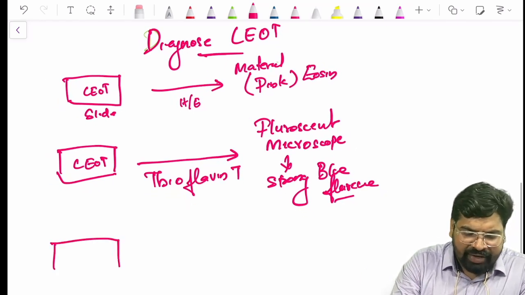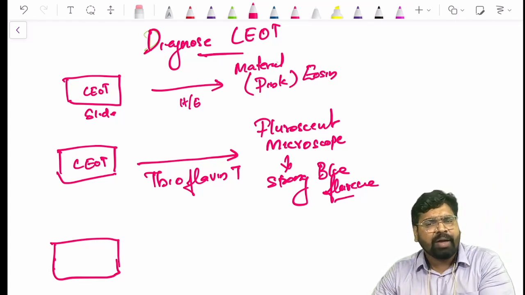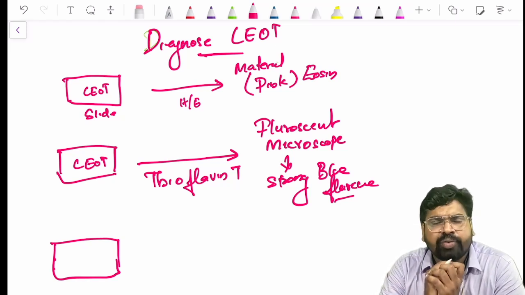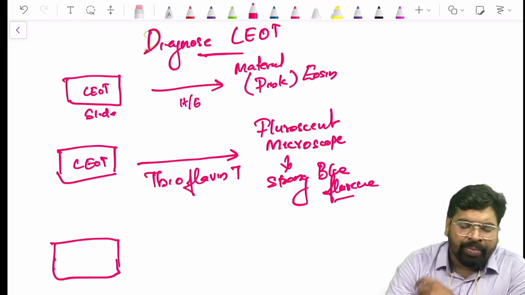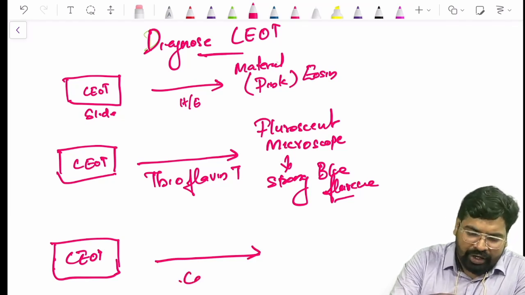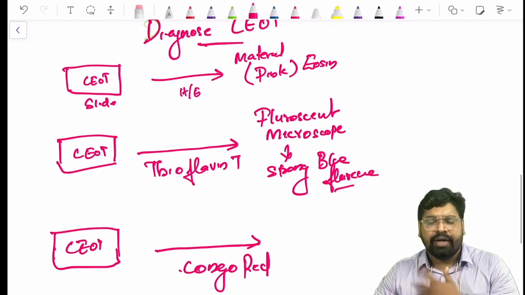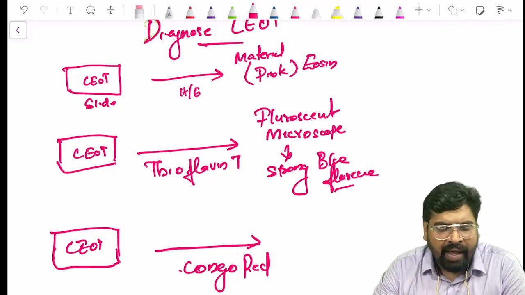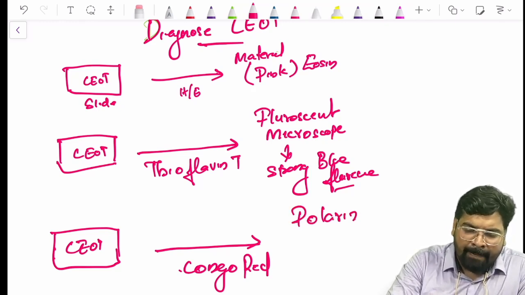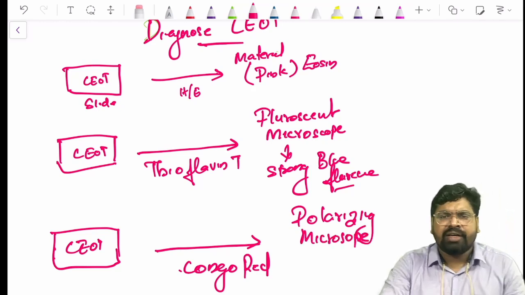Now let me see whether it is amyloid, but I don't have a fluorescent microscope. A fluorescent microscope is very expensive. So I am thinking, what other method can I use? I take a CEOT slide and I stain with a stain called Congo red, and I use a polarizing microscope. Now a polarizing microscope is less expensive.